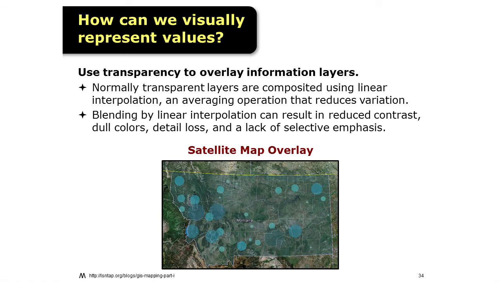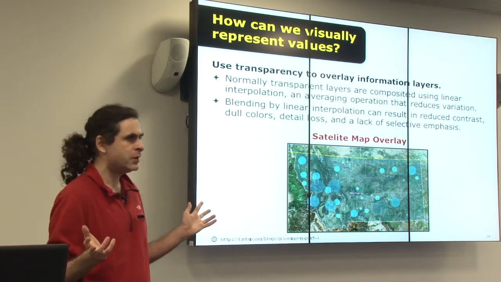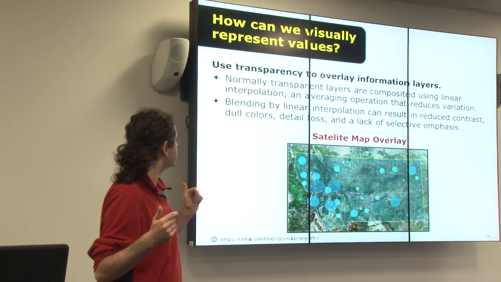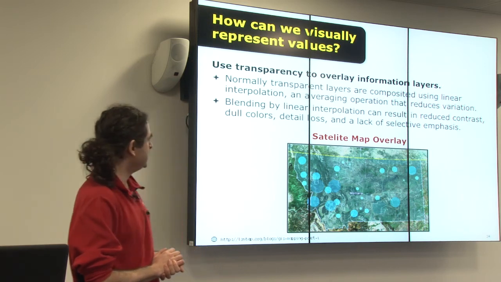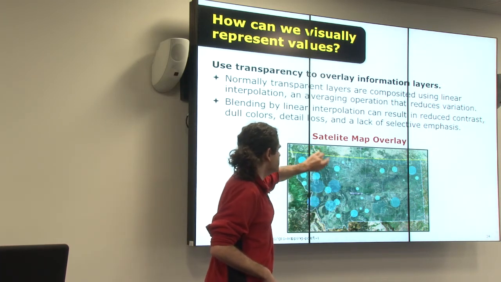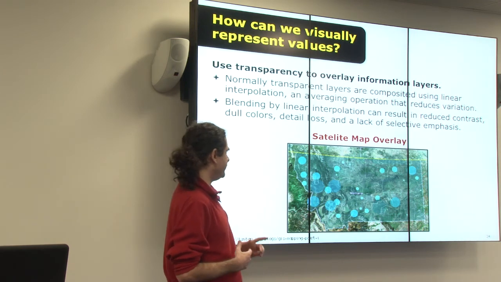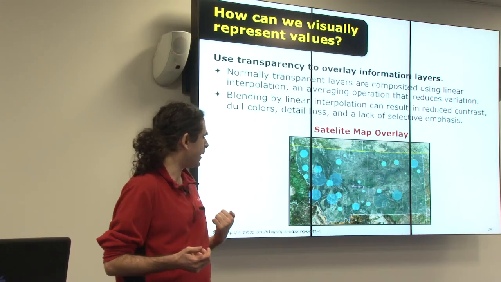So let's look at another problem that takes place, which is transparency, the overlay of information layers. And the normal way to implement transparency is you just blend them together using linear interpolation. So that's an averaging operation. It reduces variation. And then you've got a little problem that you can see right here, where the edges, where there is no overlay, are more vivid than the interior. So if you just implement transparency in the obvious way, you can get reduced contrast, dull colors, detail loss, and a lack of selective emphasis.